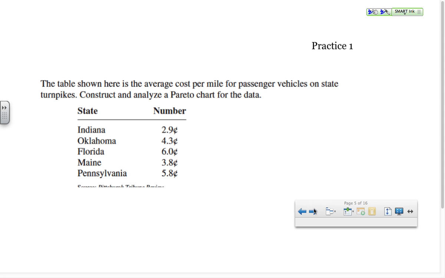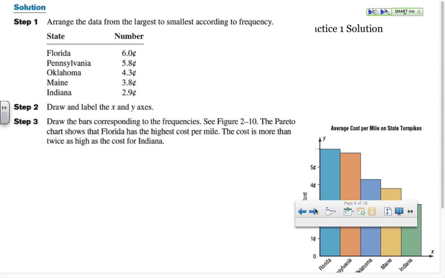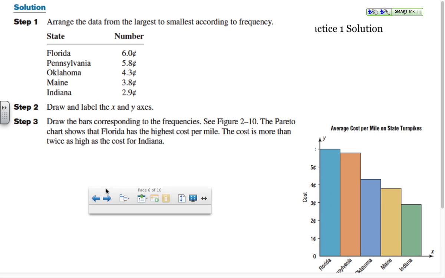Okay, so this is your practice problem number 1. This you're going to do on your own: create your own Pareto chart, and then check your answer. So go ahead, pause, do the problem, and check your answer. Okay, here's your answer. It shows the Pareto chart. Go ahead and pause, check it out, and then move on.